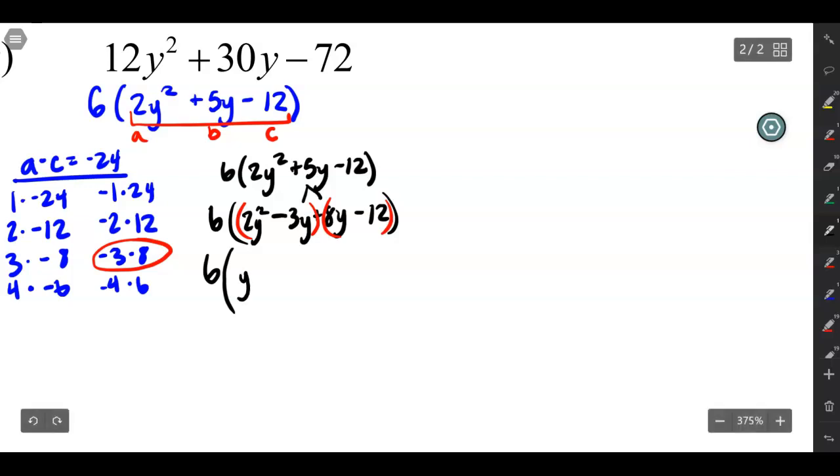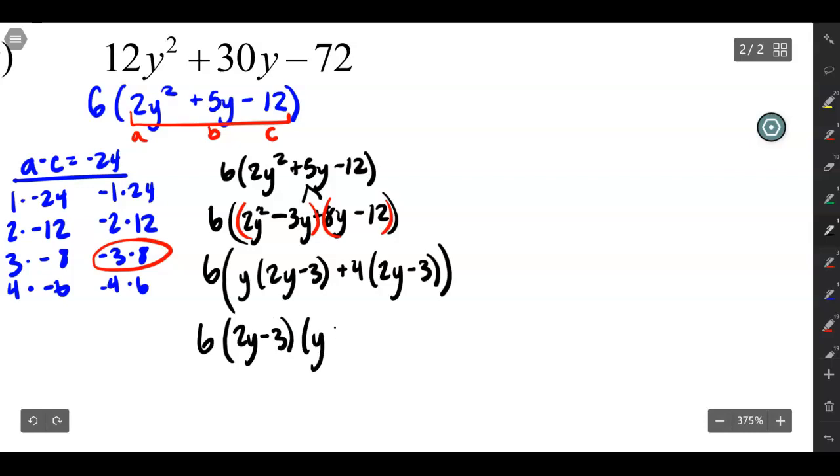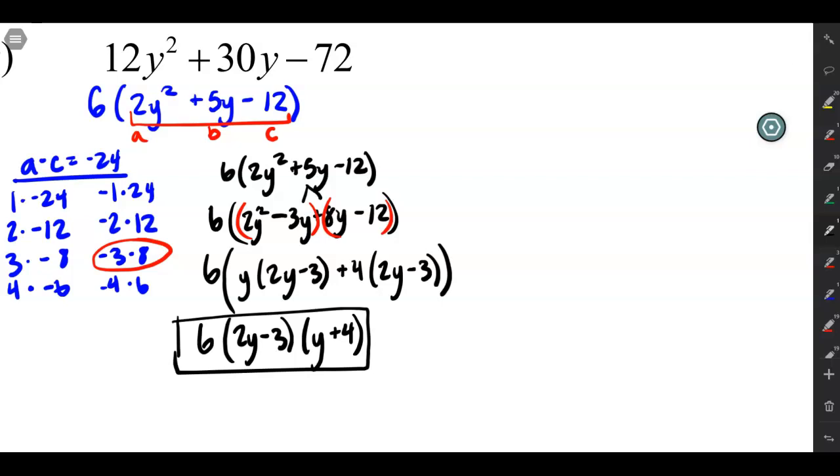The GCF of the first group is y, so I have y times 2y minus 3. The GCF of the second group is 4, so 4 times 2y minus 3. Then I can factor the 2y minus 3 out, and I'm just left with a y plus 4. So then this is my final answer for this problem. If you had forgotten to factor the GCF out at the beginning, you could have still done the same process, but at the end, you would have one of these parentheses that had a GCF in it, which is a problem.